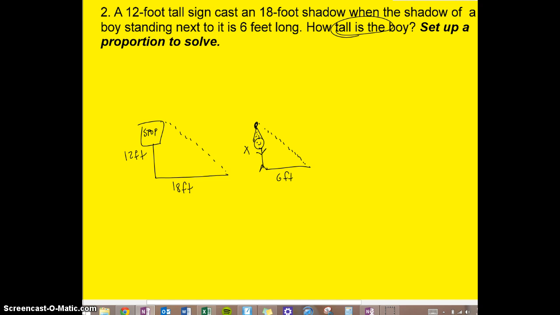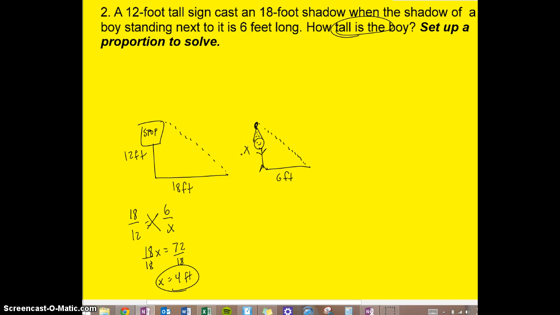Again, this is no different than the problems we've given you before for similar figures, except you have to draw the picture here. So we'll change it up. Let's go shadow to height. We'll say 18 over 12 equals 6 to X. So we're going shadow to height. Cross multiply, 18X equals 6 times 12, which is 72. Divide 72 by 18, and that is going to give us 4 feet. So the height of the boy is 4 feet.